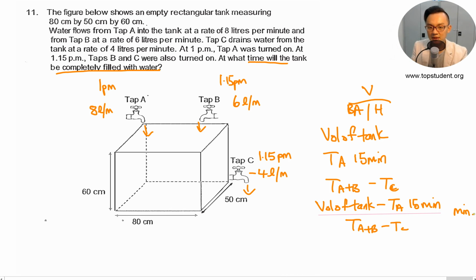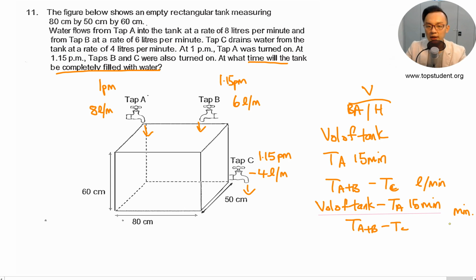Before I put any numbers inside, first of all, I'm going to find the volume of the tank, and then I'm going to find tap A for 15 minutes, and then I'm going to find tap A plus B minus away tap C, and that is for liters per minute. And then I'm going to find the volume of the tank, the whole tank, minus away tap A for 15 minutes, divided by tap A plus B minus C, and I'll find the number of minutes.